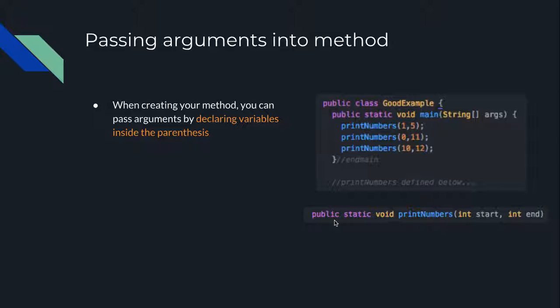So when you are declaring your method and you're going to define it, here inside the parentheses, all you have to do is just declare the type of the value you're going to pass in and the variable name. And because I'm printing numbers 1 through 5, for example, here I just say int start, so the starting number, and int end, so I'm going to be ending with this number.